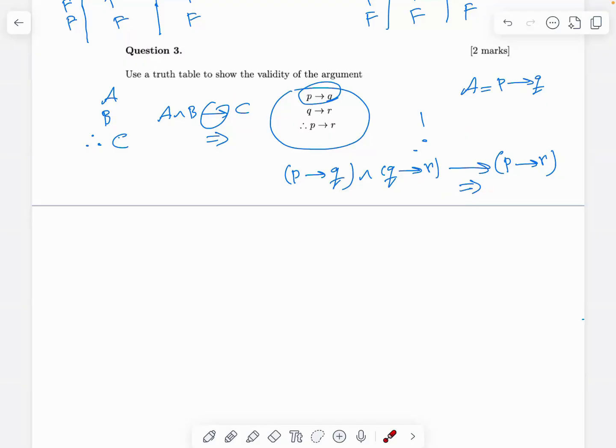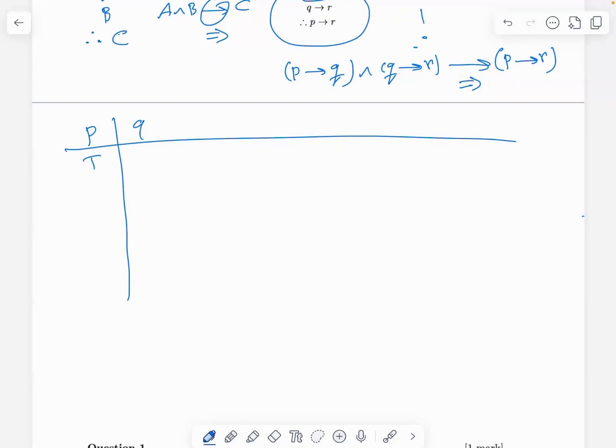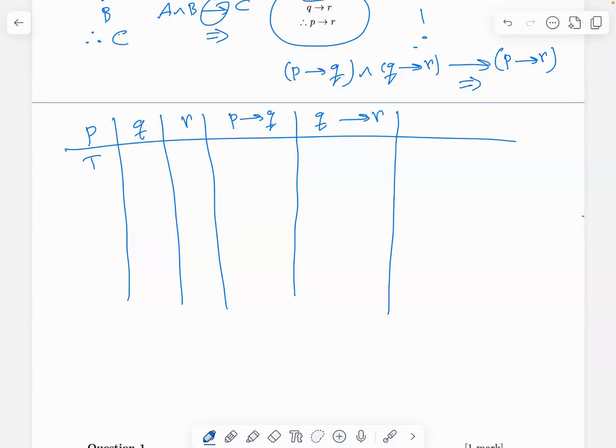Okay, so let's investigate. You need to be patient with these types of questions. P, Q, R. If P then Q, Q then R, if P then Q, and Q then R, then R.